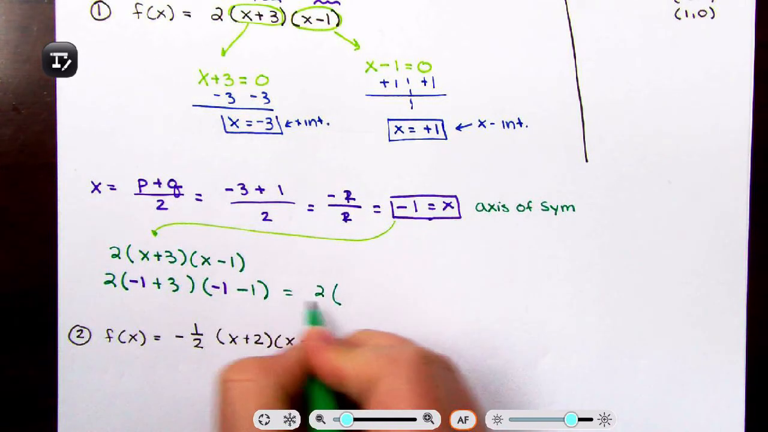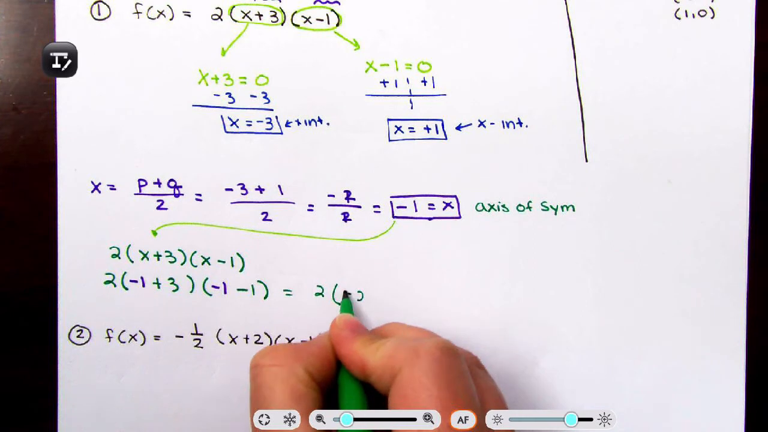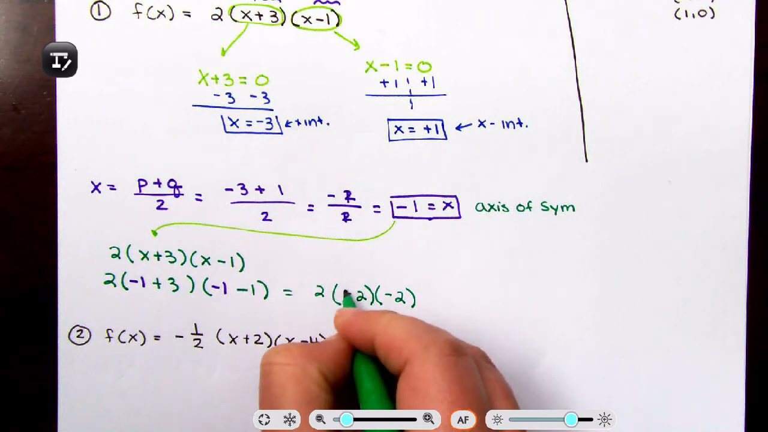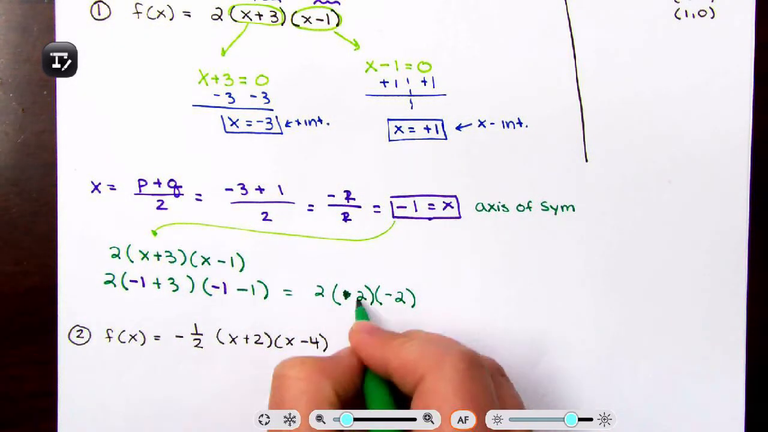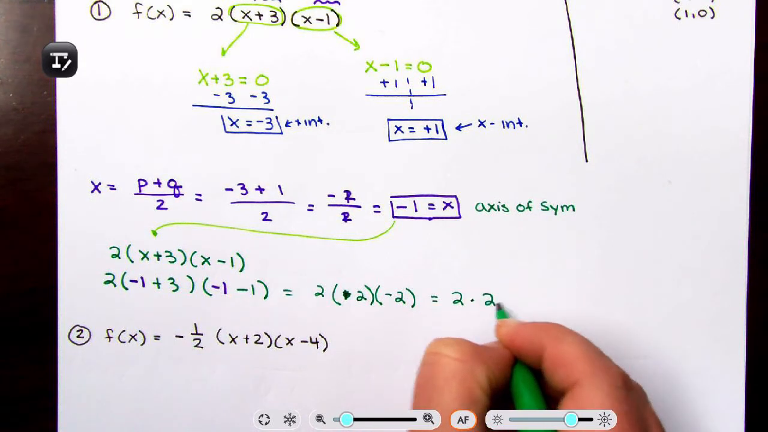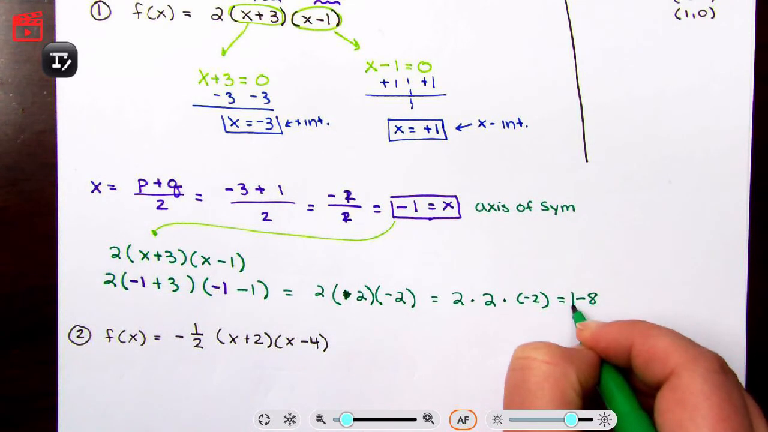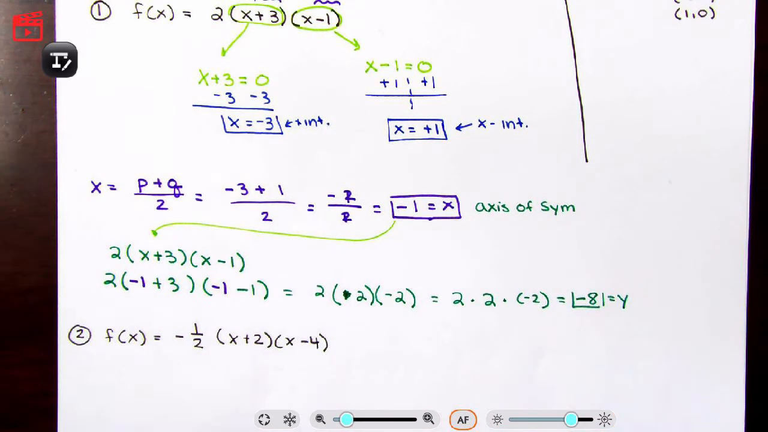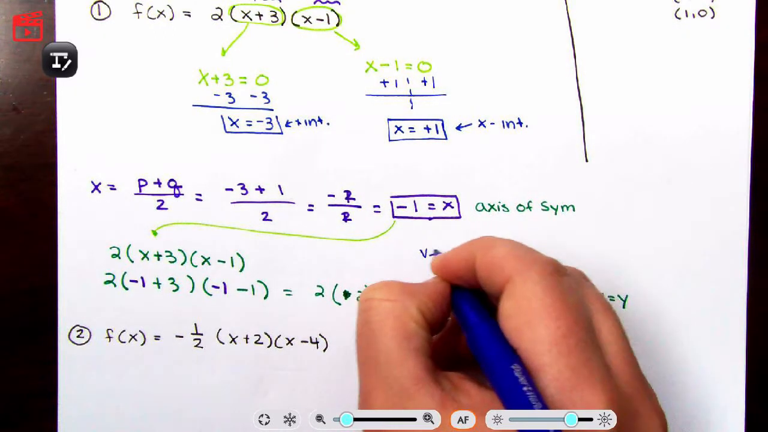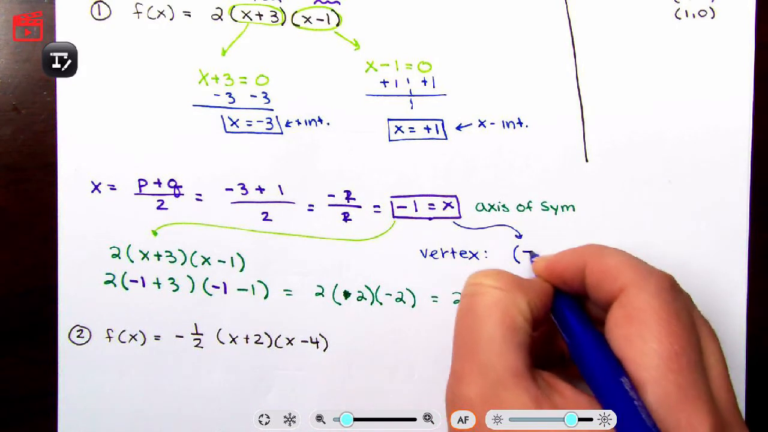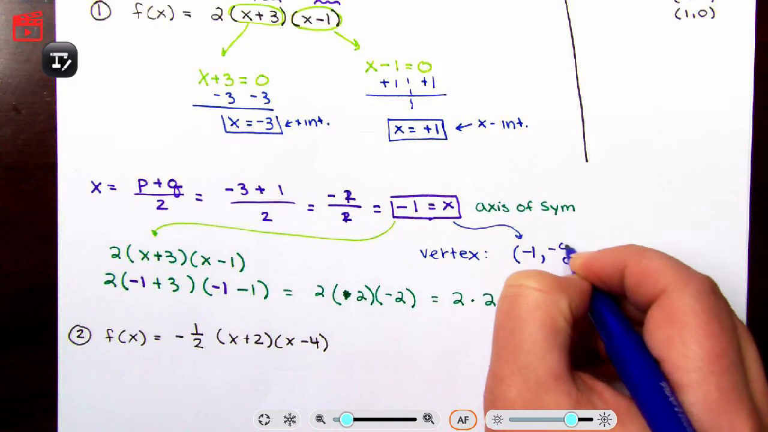So I have 2 times (-1 plus 3), that is a +2. And then here I have -2. This is not an addition. This is just me notating that this was negative. So I have 2 times 2 times -2. 2 times 2 is 4. 4 times 2 is 8 with 1 minus. So I have a -8 as my y value. Now again, what is the purpose of solving for that y value? That is our vertex point. So our vertex is going to be our x value here, which is -1, and our y value here, which is -8.